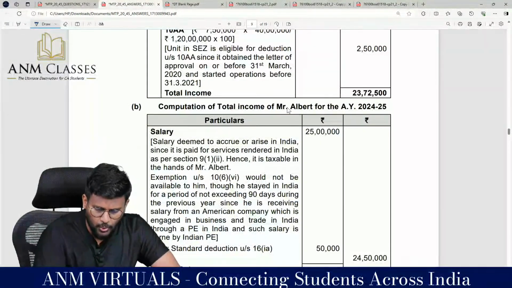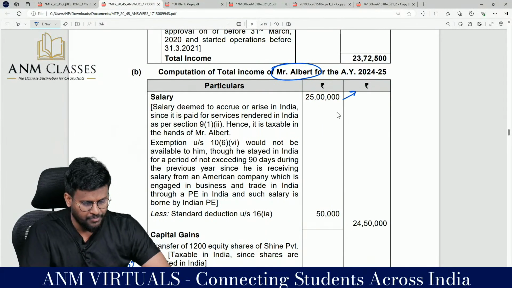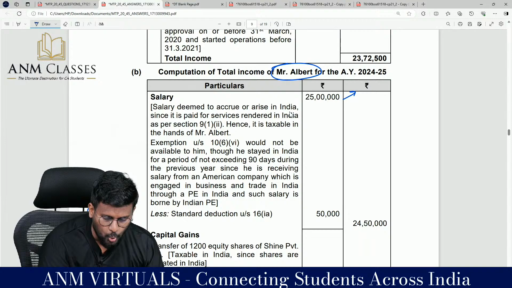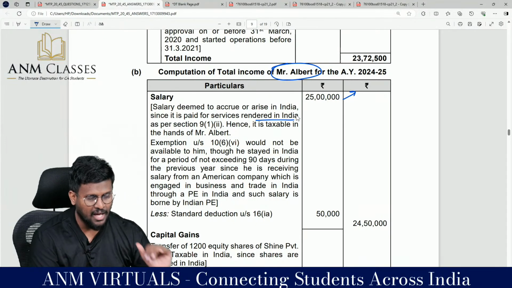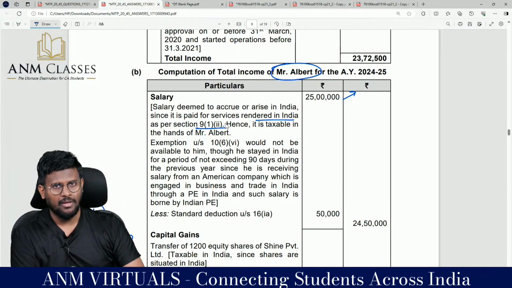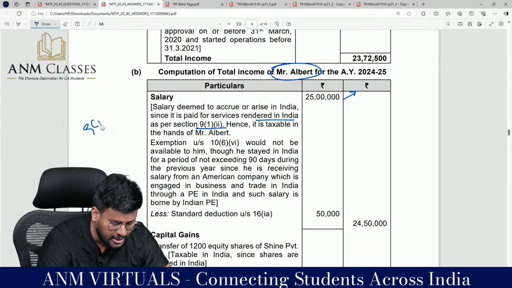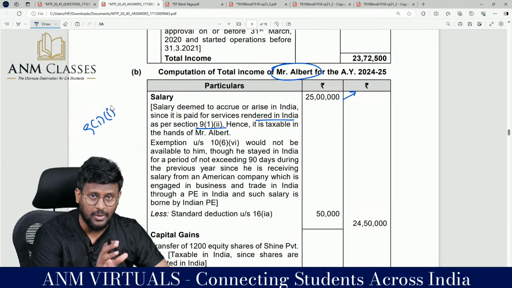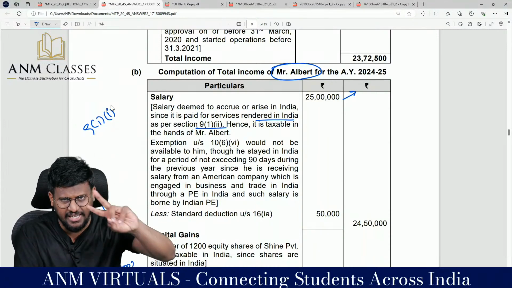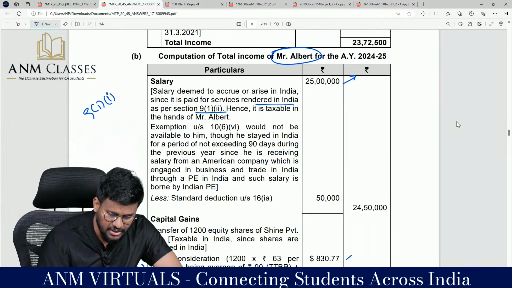Fine. So I am going to taxability of the Albert. Computation of total income of Mr. Albert for the assessment year 24-25, salary income 25 lakh, salary deemed to accrue or arisen in India since it is paid for services rendered in India as per section 9 subsection 1 clause 2. In one of the question in the last discussion we talked about 9 subsection 1 clause 1, that was very important discussion. This is the second time they are testing section 9. Hence it is taxable in the hands of Mr. Albert.